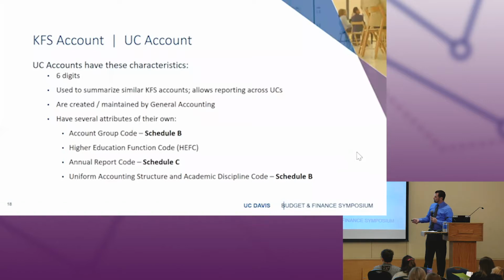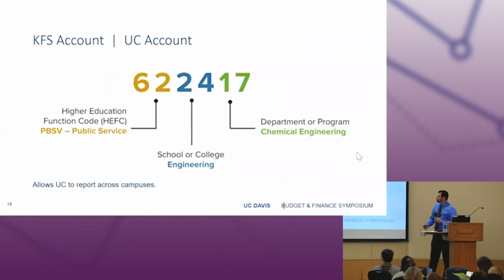Account group codes, we use them in Schedule B, higher ed function code, annual report code used in Schedule C, and then this, which fewer people know about, uniform accounting structure, academic discipline code are used in Schedule B. And Denny's going to cover schedules in his presentation, so I'm not going to go into very much detail here.